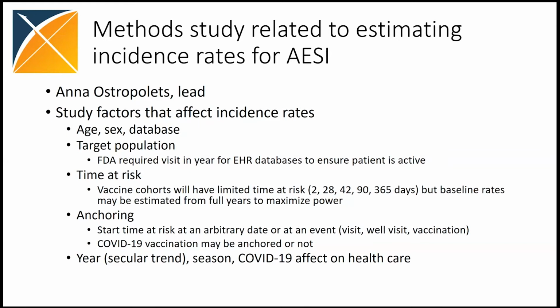The next effect is a large one, which is anchoring. You can either start your time at risk at some arbitrary date like January 1st, which measures the beginning of a period, or you could start at, for example, an event like a patient visit, a well visit, or a vaccination. The question is that whether you anchor on an arbitrary date or a visit has a huge effect on the rate, especially if your time at risk is short.